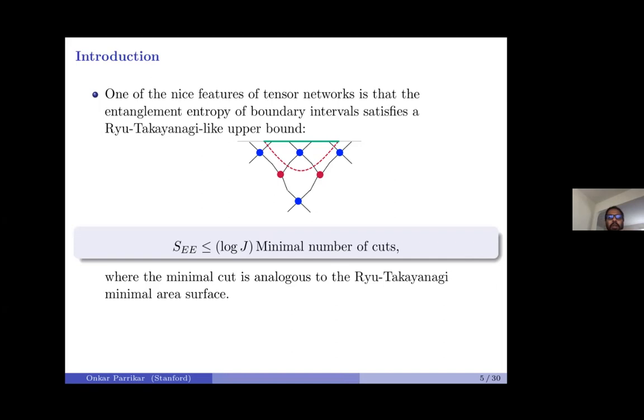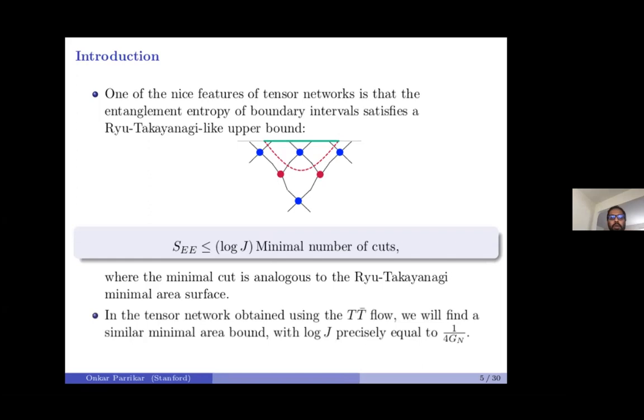But even so, it reminds one of the Ryu-Takayanagi minimal area surface formula for holographic states. And in fact, there are tensor networks one can construct where this bound can be made into an equality. So this is one of the features that one would want to preserve in any tensor network that one wants to construct. In particular, we will argue later on that the network that we get from a T-Tbar flow does satisfy a bound like this. And it's a little bit better in that this coefficient happens to agree with 1/4 G Newton when you convert everything in terms of the bulk data. Okay, so that is where we want to go.